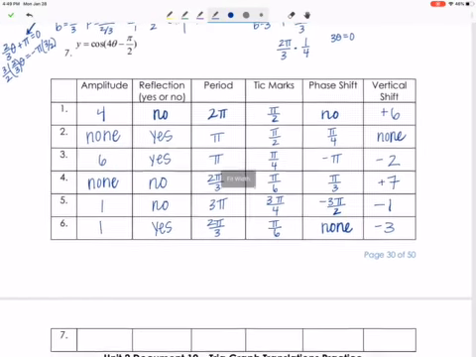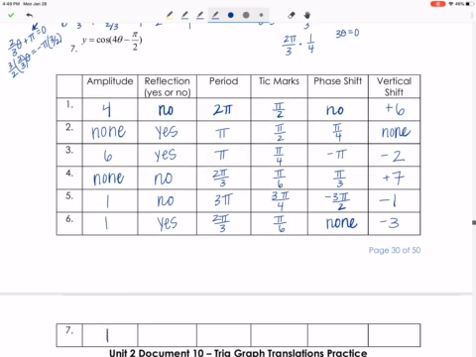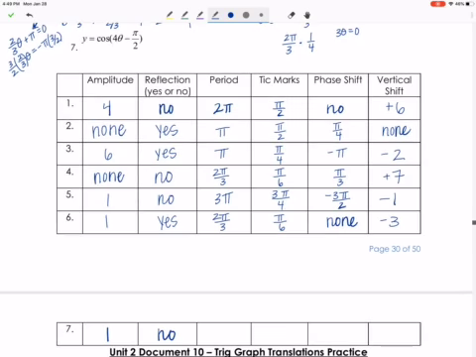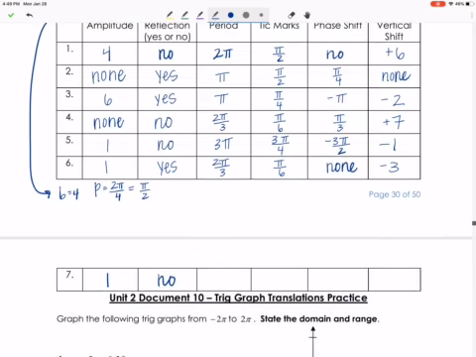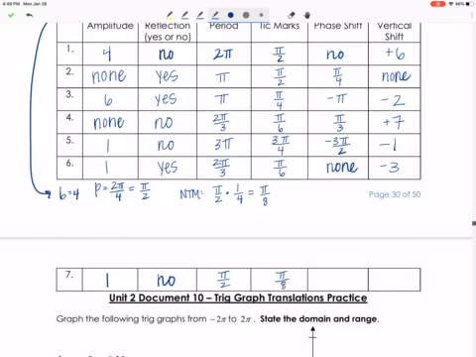So cosine, amplitude of 1, no reflection because there's no negative. I'm going to drop this one down here. My b value is 4. My period is normally 2 pi. Divide that by 4 is going to give me pi over 2. To get my new tick marks, take my new period, divide that by 4, which is going to give me pi over 8. So very much condensed.